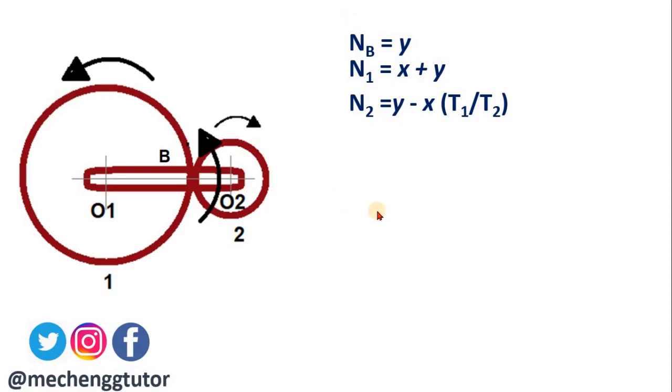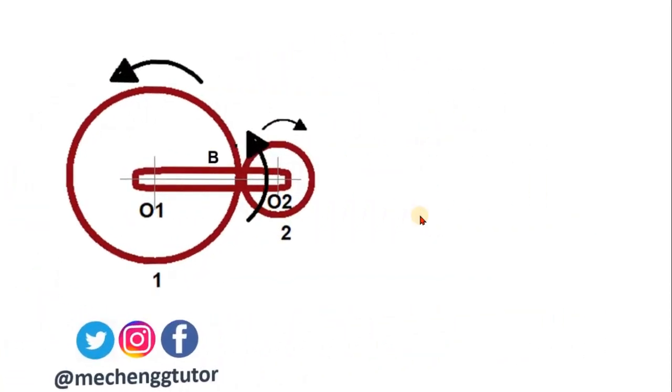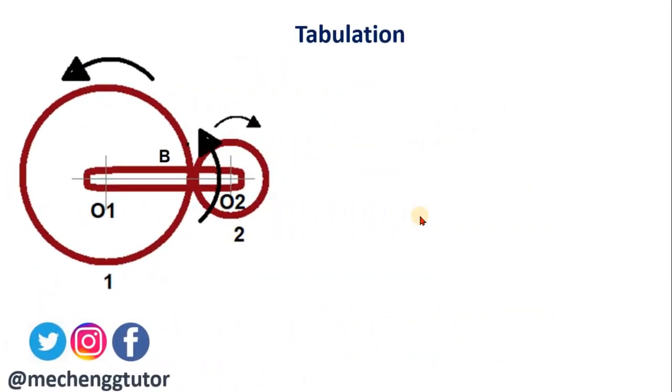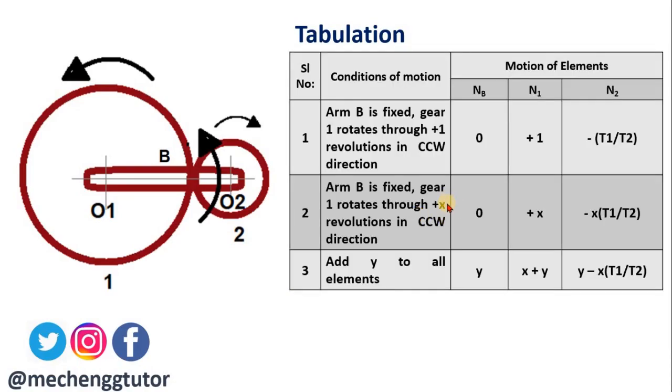So all these steps we just put in the table form. So here you can see the table, that is the tabulation. So we have the column serial number, condition of motion, then the motion of elements. So we take here elements, that is arm B, that is speed of B, speed of gear 1 and speed of gear 2. So if there are other gears, the columns will go on increasing. So that we shall see when we take up the examples.